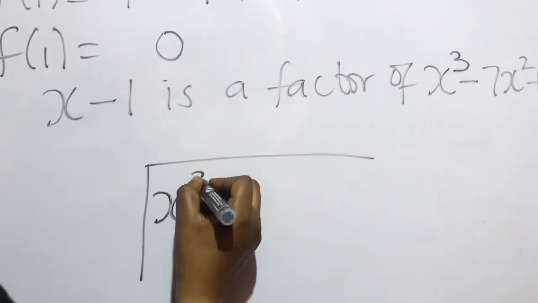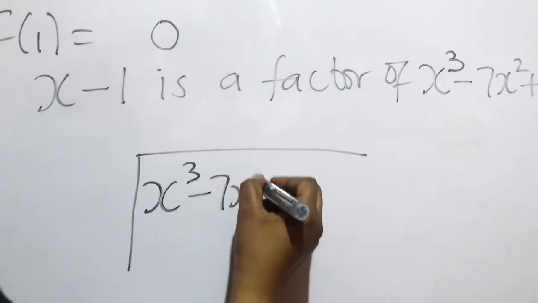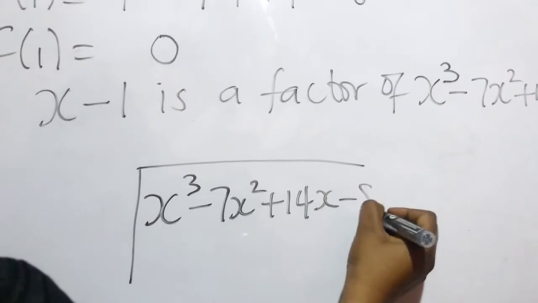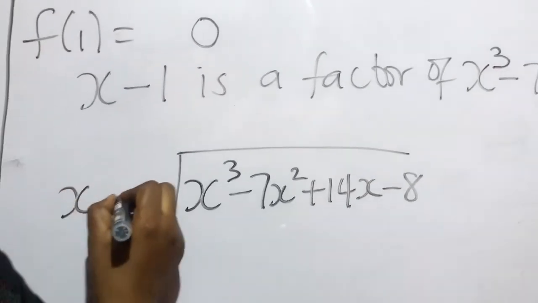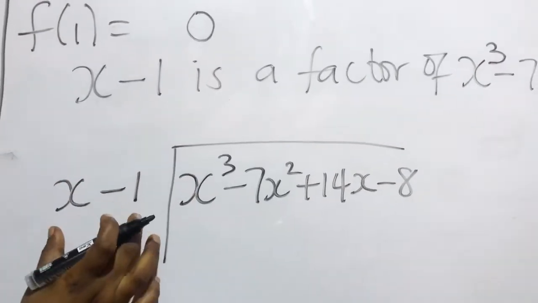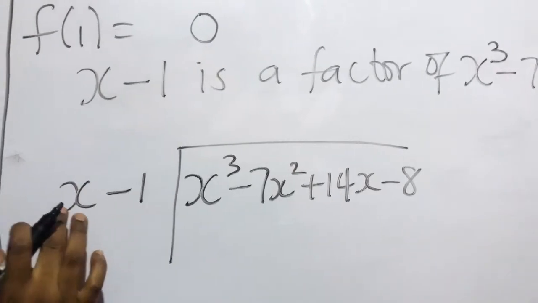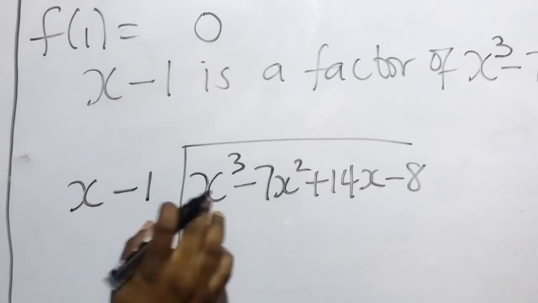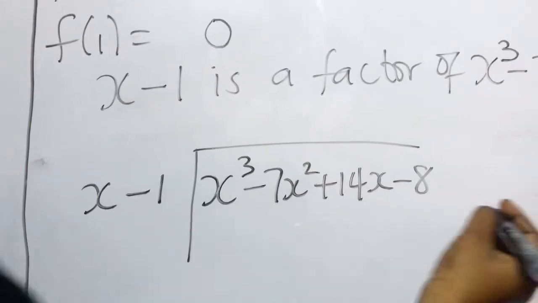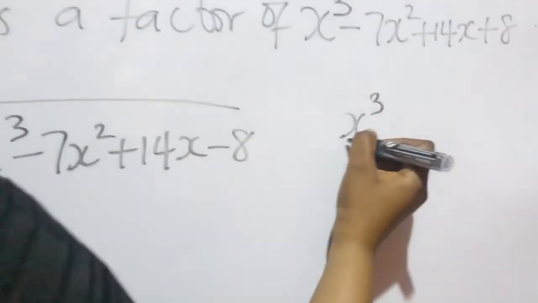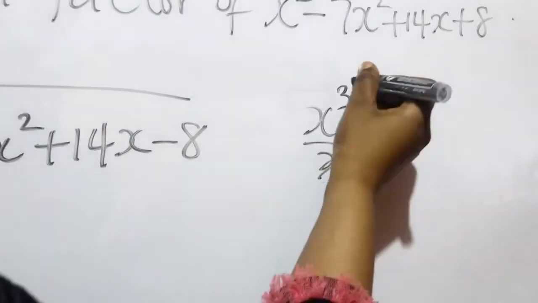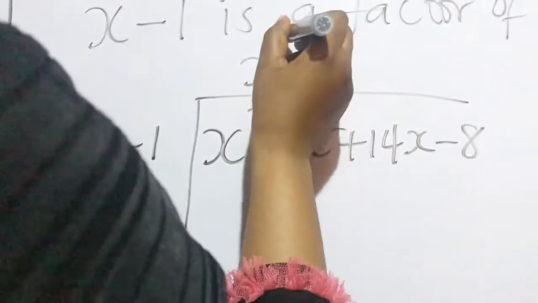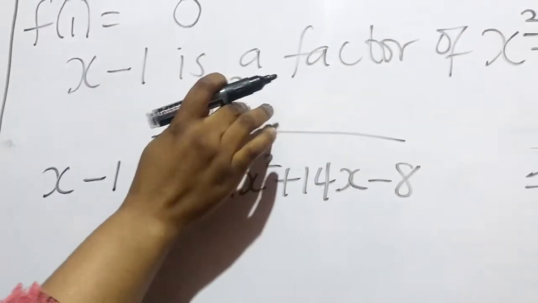X cubed minus 7x squared plus 14x minus 8. Then x minus 1 will be our divisor. That's the first factor. So the next thing is that you use the first term of the divisor to divide the first term of the dividend. So x cubed divided by x, then we have x squared. So you write your x squared here. So that's the first term of the quotient.